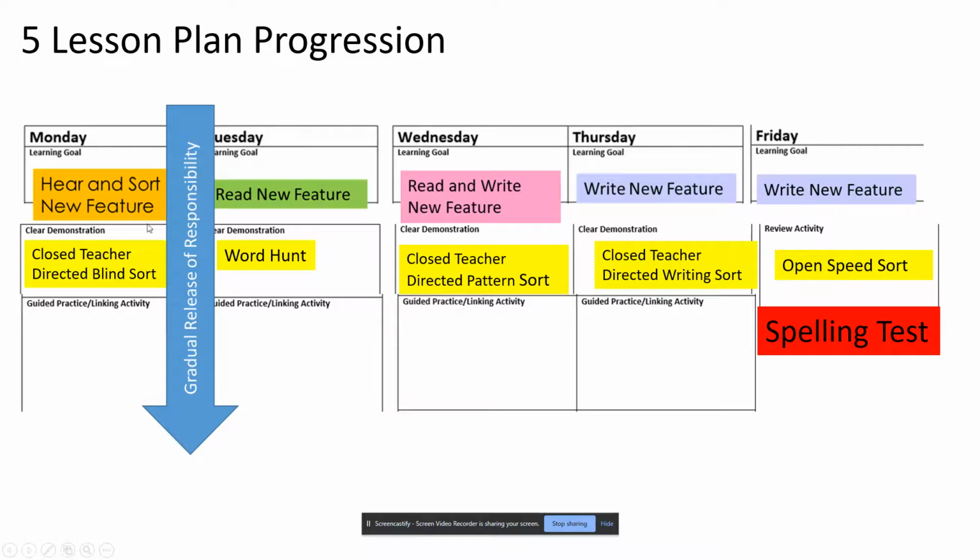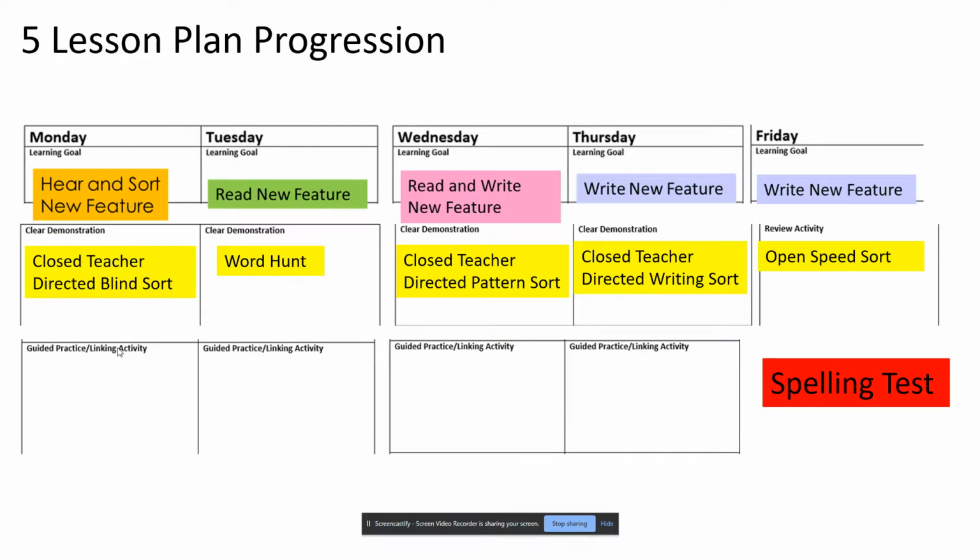So within any lesson, you're going to follow what's called the gradual release of responsibility, which means at first you as the teacher are demonstrating the learning. So I could do a closed teacher-directed blind sort. I'm really teaching kids how to hear and sort that new feature. And then I'm going to release responsibility to those kids and let them try it. I want to go from I'll show you to you try it here in the guided practice. So what might that look like?